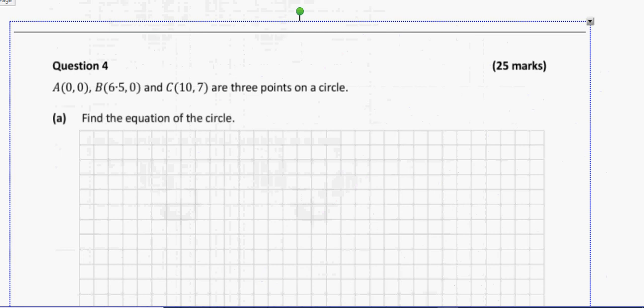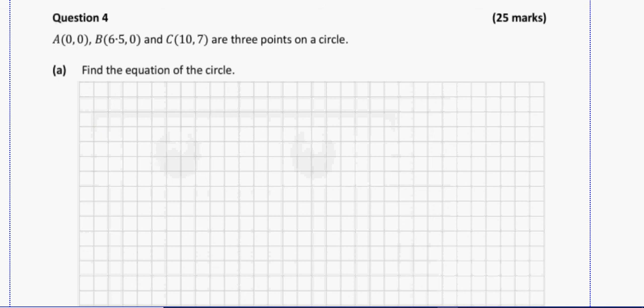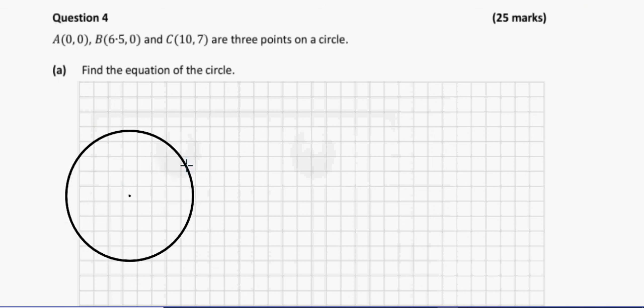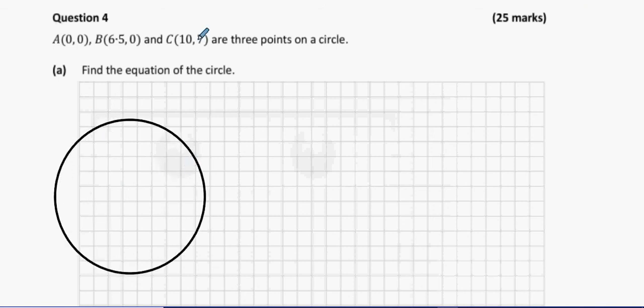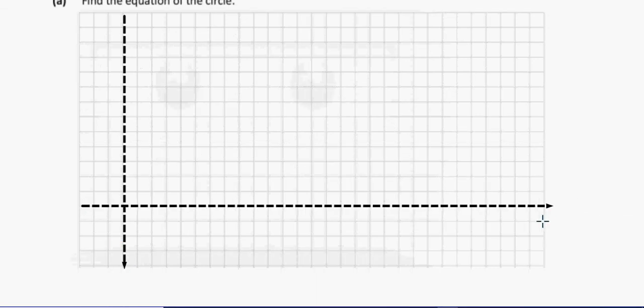Question 4. I have 3 points on a circle. Find the equation of said circle. Now, you can do this the geometry way, and I'll explain the geometry way if you really want. I'll draw it reasonably accurately, so that we won't have to worry too much about what we're doing.